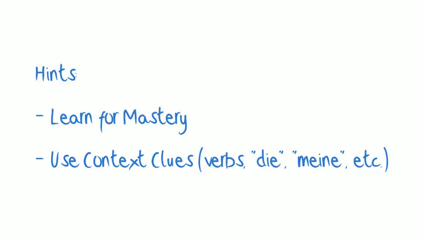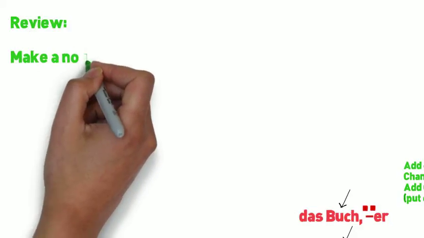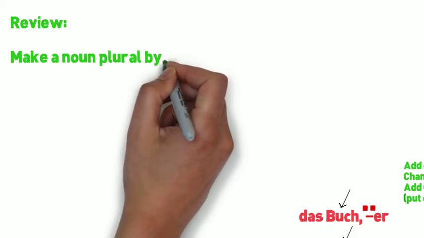Secondly, look for context clues to tell you that new words are plural. Look for things like the verbs sind, and die and meine and deine being used with words that weren't originally feminine. Keeping your eyes out for these clues will really help you pick up on plural forms more easily.